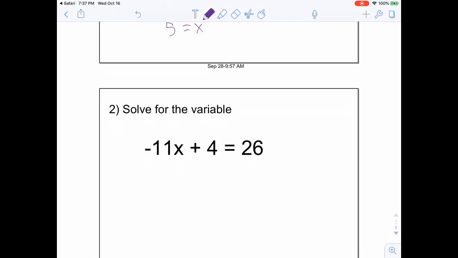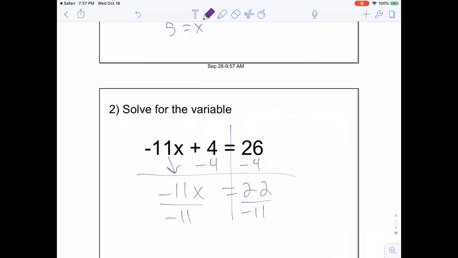Similar to number 1 here, I'm going to subtract 4 from both sides, giving me negative 11x equals 22. Making sure I brought down the negative 11. A lot of people forget the negative sign. Divide by negative 11, divide by negative 11. A positive divided by a negative is a negative. 22 divided by negative 11 is negative 2.